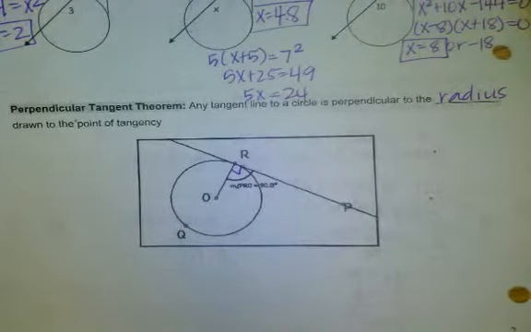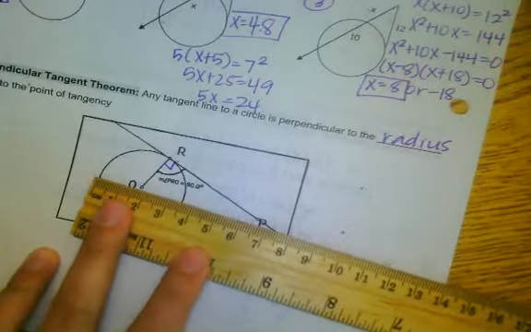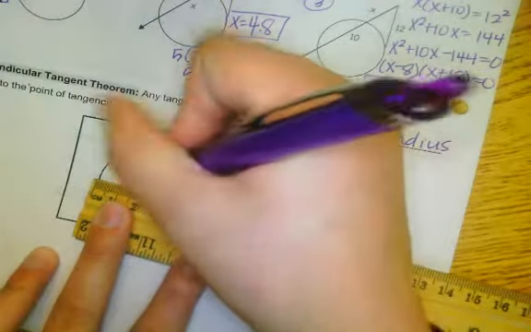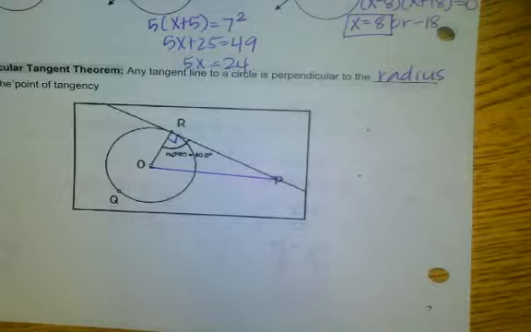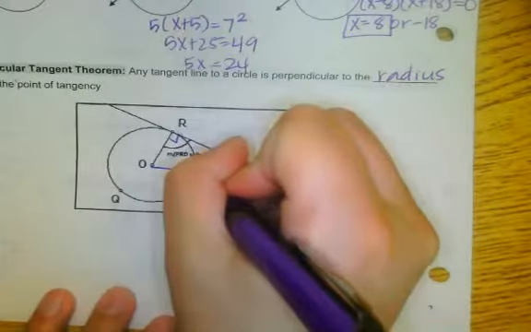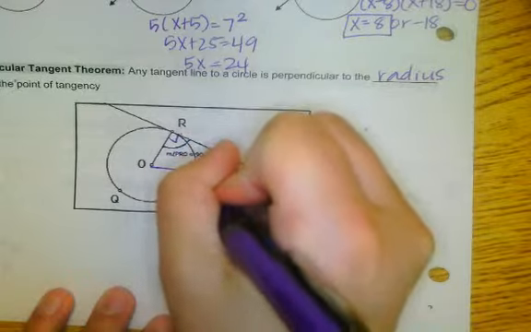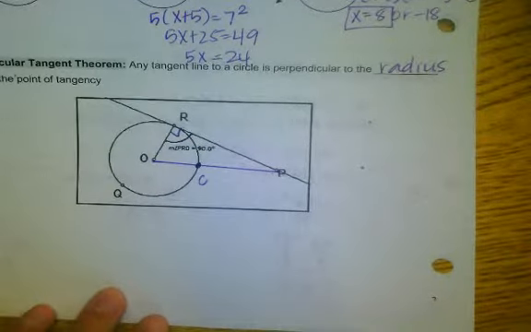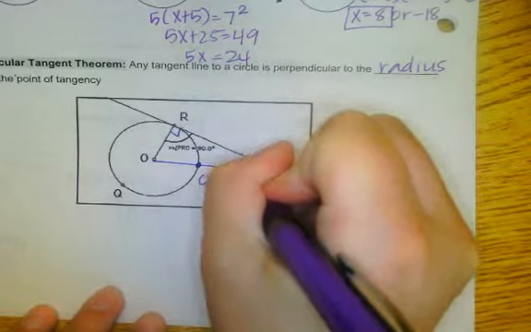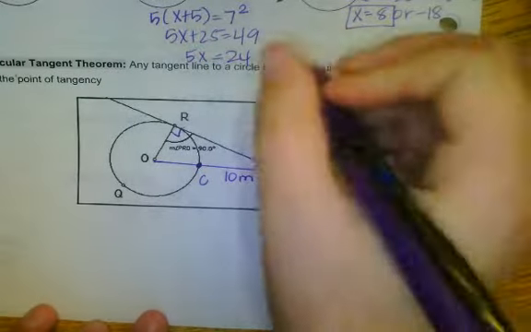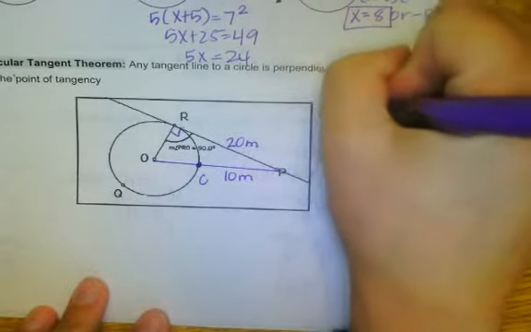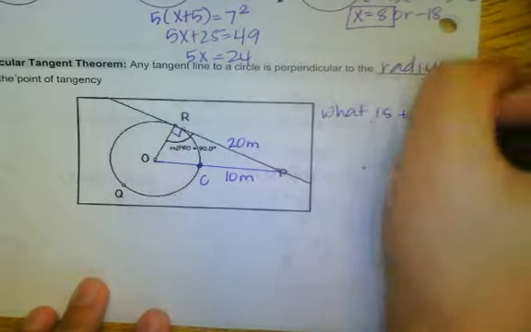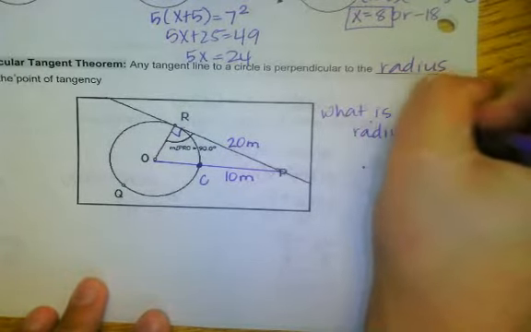I want to make this picture into a problem because it's important. So if I were to draw a secant to connect O and P, I'm going to label this C. From C to P is going to be 10 meters, and from R to P is 20 meters. And I want to know what is the measure of the radius. How do you suppose I could go about solving this problem?